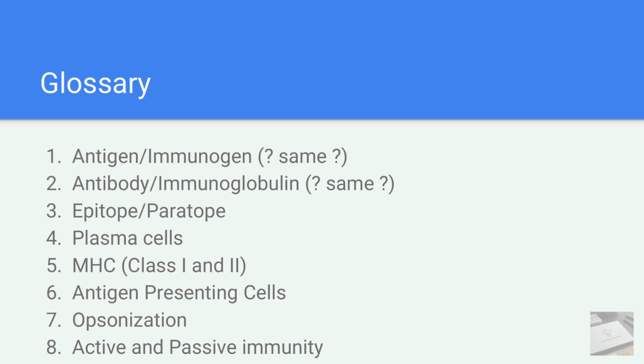Opsonins are the immune proteins, such as antibodies and complement protein C3b, that coat pathogens, making them easier for phagocytic cells to recognize and engulf for destruction, and the process is known as opsonization. Active immunity results from your body's own immune system producing antibodies in response to a pathogen or vaccine, while passive immunity involves receiving preformed antibodies from an external source, providing immediate but temporary protection.